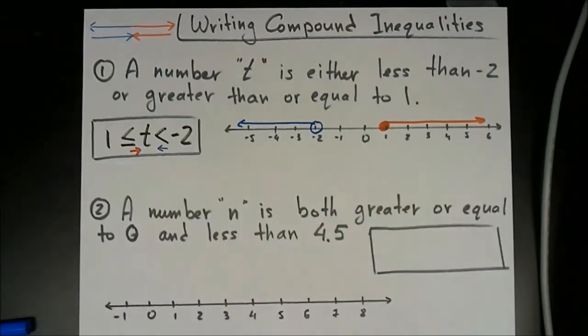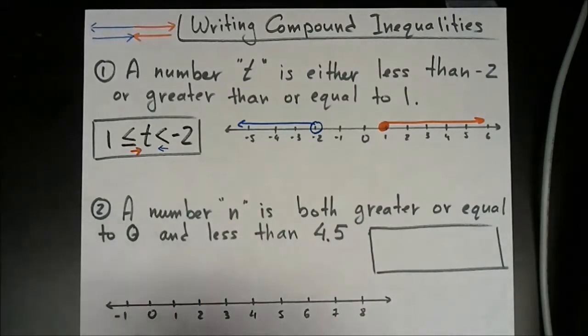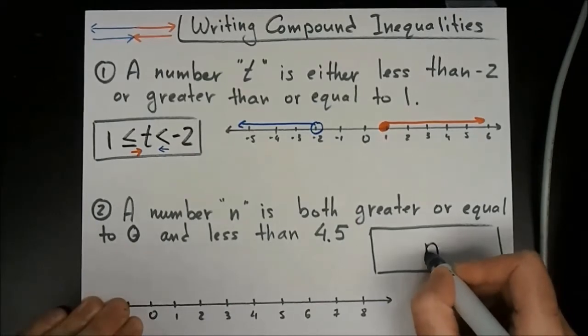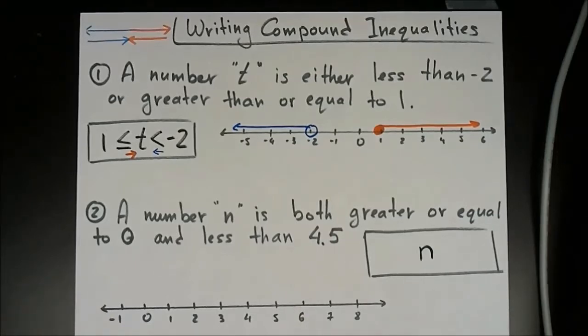Alright, moving on to our last problem for this lesson. Someone read that out loud for me, please. Okay, so we have two keywords here. Greater or equal to and less than. And they tell us what variable to use, n. So I'm going to put my variable in the middle. With compounds, you want the variable in the middle. It makes your life a little easier later.